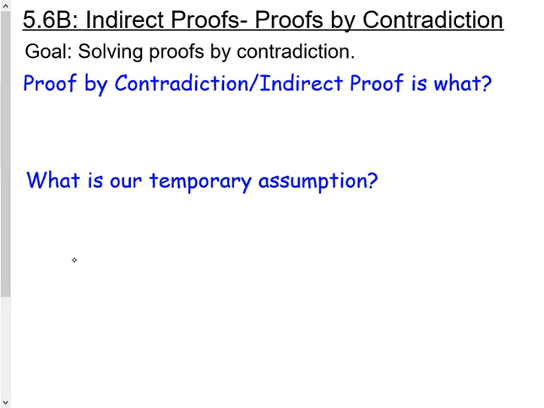Today we are doing lesson 5.6b, which is indirect proofs, also known as proofs by contradiction. So what is an indirect proof or a proof by contradiction? As covered in 5.6a's lesson, this is where we are going to temporarily assume that the proof is false, or the opposite of the proof, which is going to lead us to a contradiction.